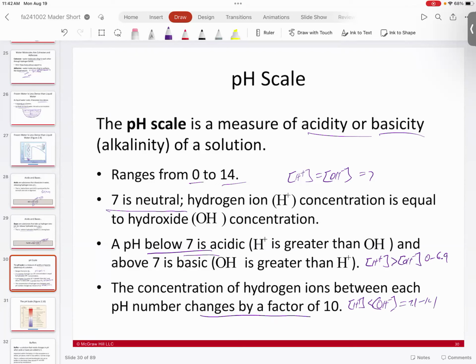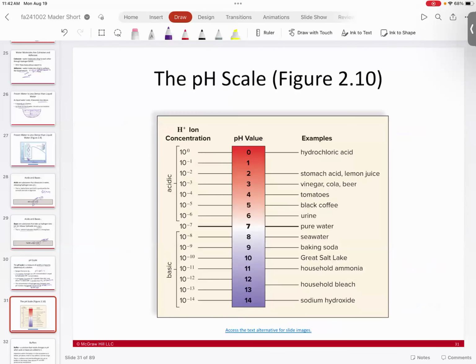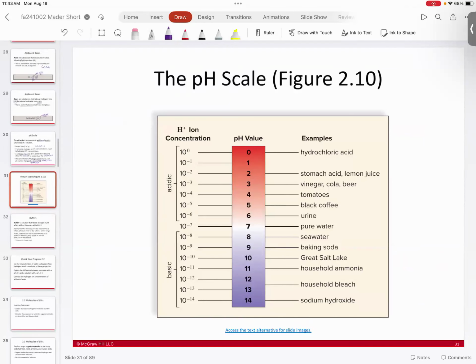And these all change by a factor of 10. Why? Because it's a logarithmic scale, similar to the Richter scale for earthquakes. So this is kind of what pH looks like. Here you can see your ion concentration as it's getting smaller. So this is the small side, and this is large amounts of ion. The more hydrogen ion you have, the stronger your acid. So your pH is actually going to be lower when it has high ion concentration.